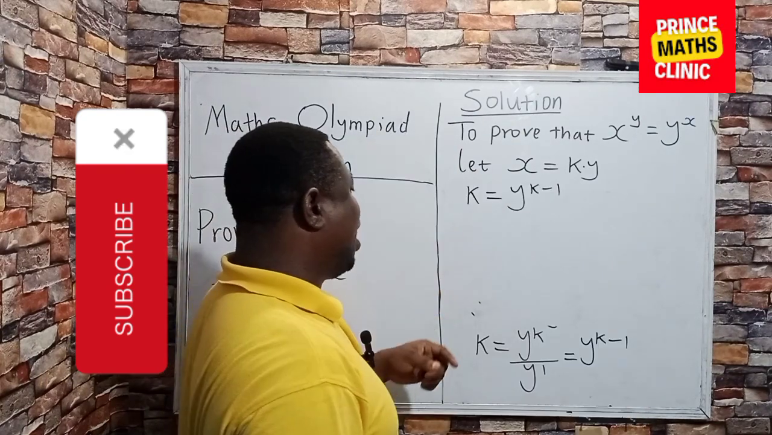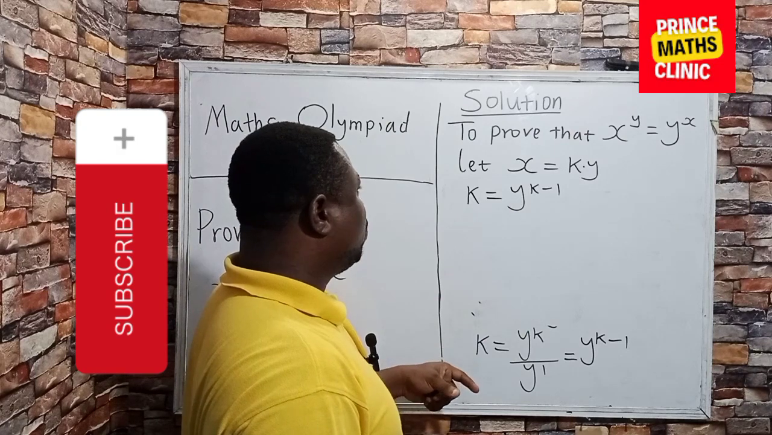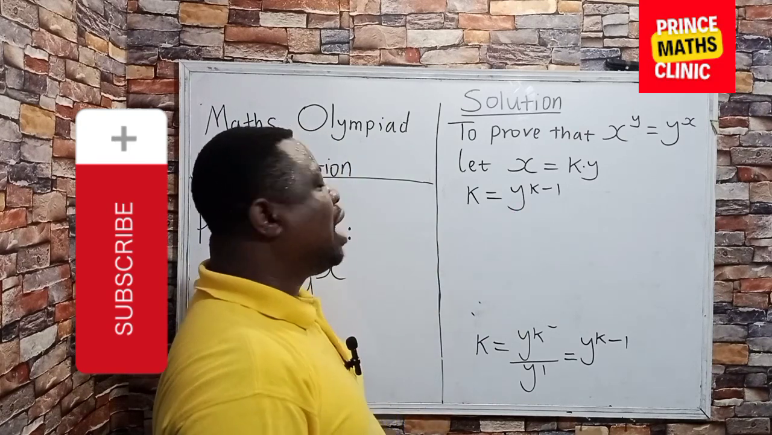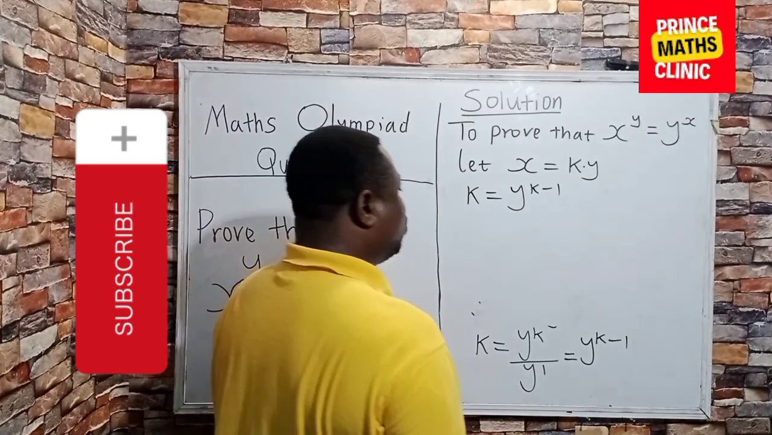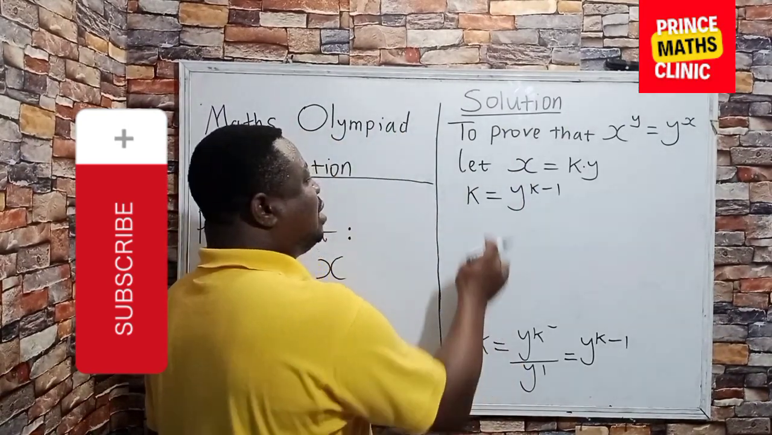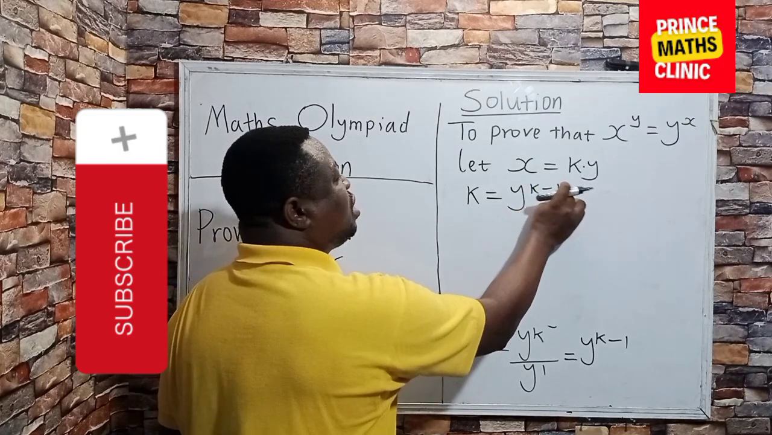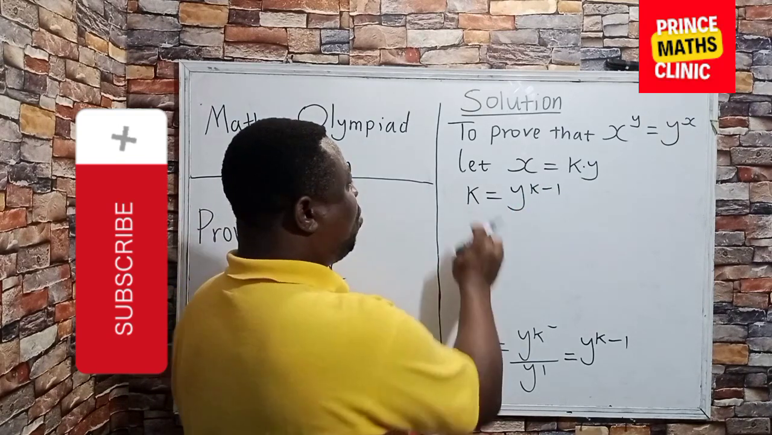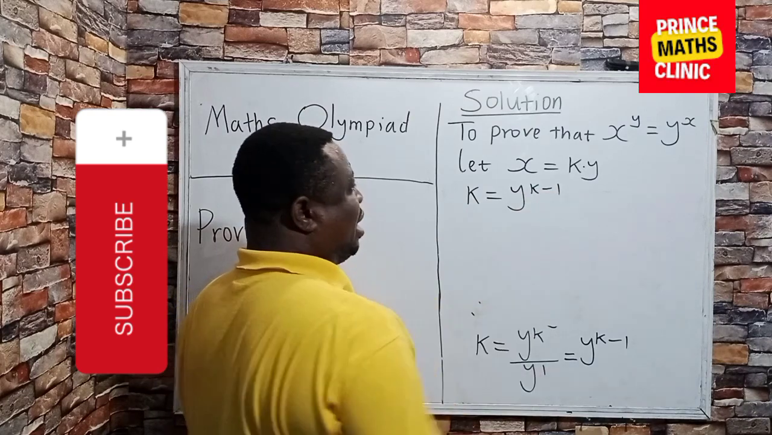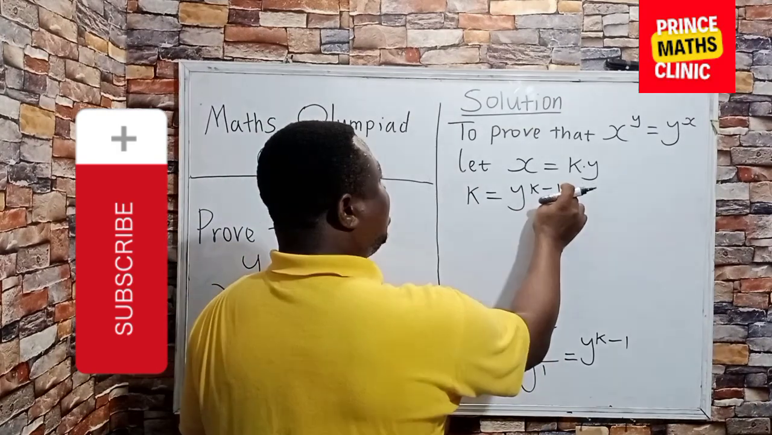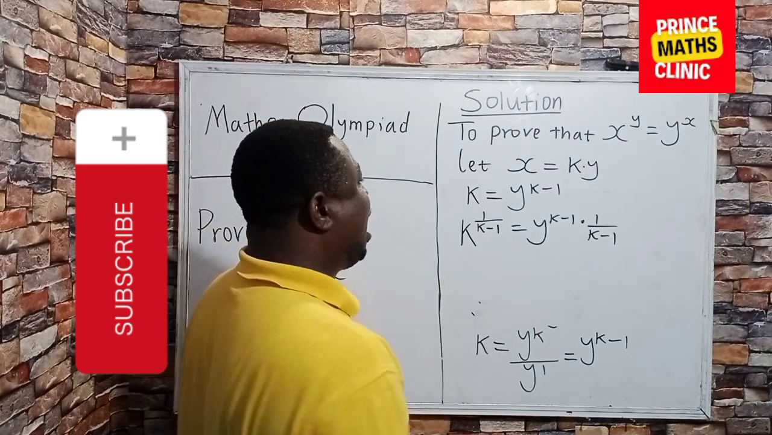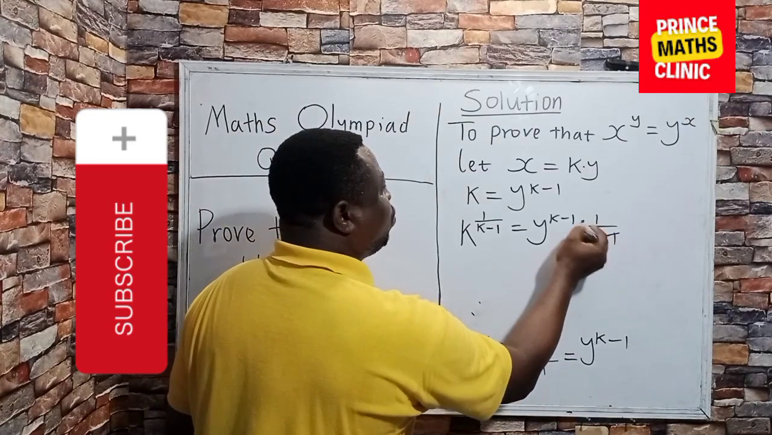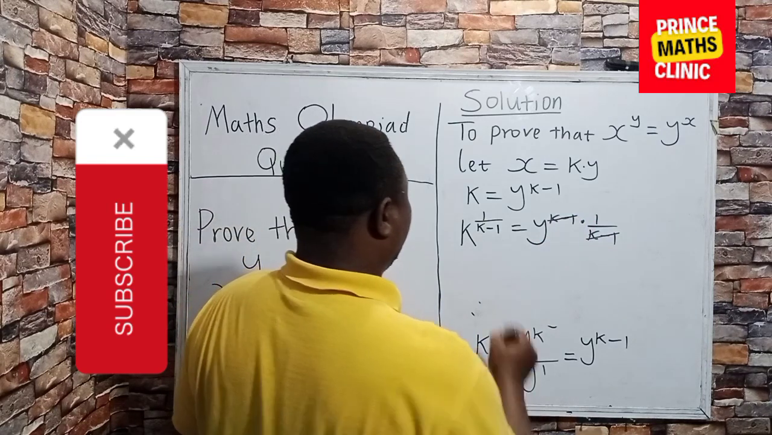My aim is to find the value for y. I want y to stand alone so that I can find my x. So what do I have to do? I have to multiply the powers by the inverse of this k minus 1. So I'll multiply here and here by the inverse of k minus 1. So this is what it will look like. So that k minus 1 will cancel k minus 1.